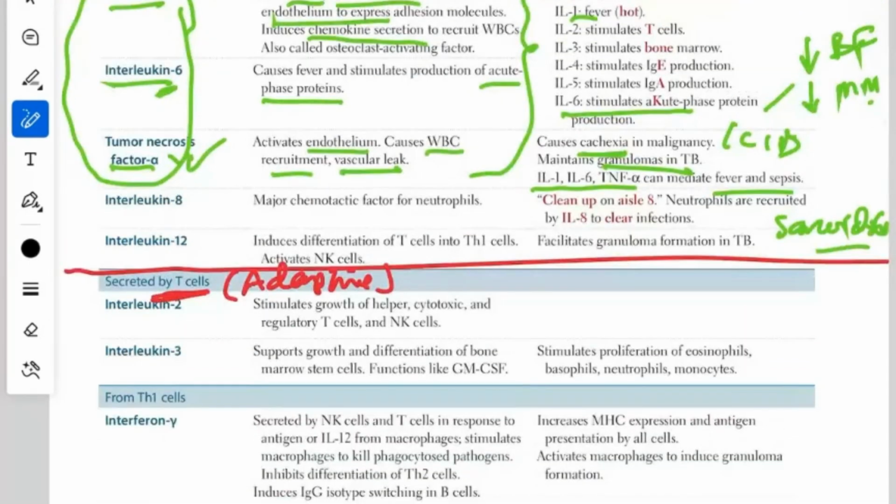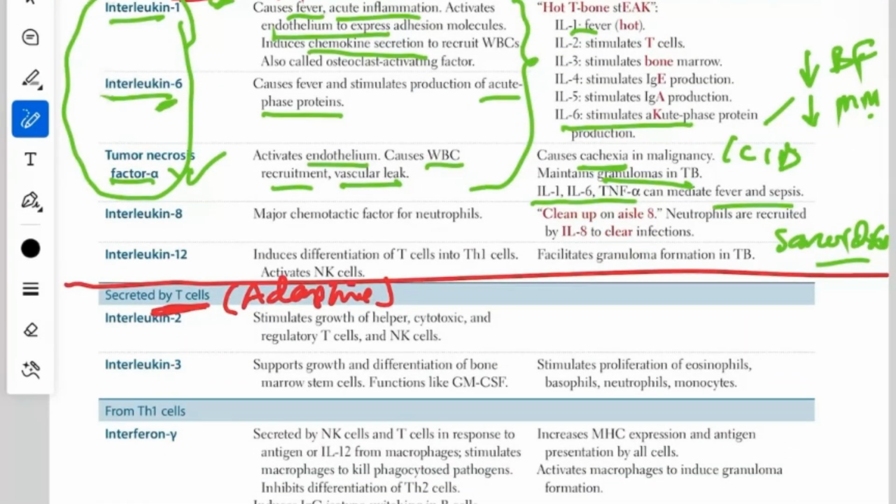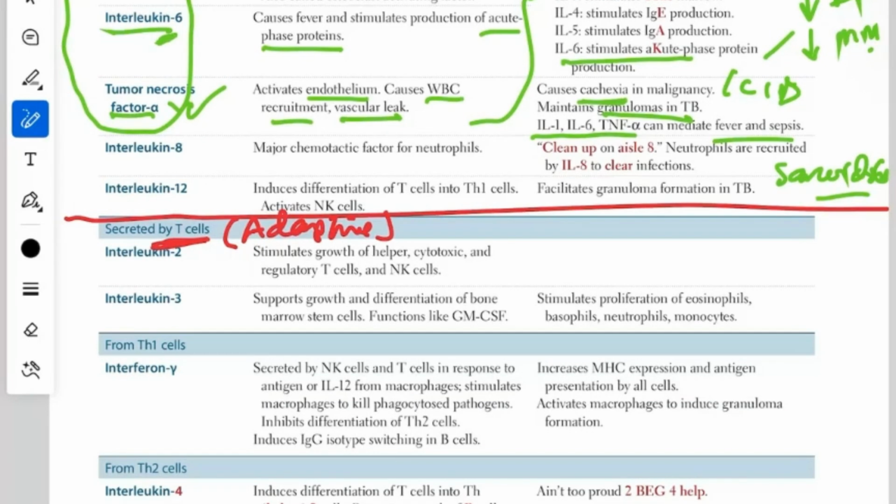So if the question tells you about a patient who had an infection, now went on to fever, hypotension, and they had to admit with IV fluids, you know that the three main cytokines are involved. One, interleukin 1, 6, tumor necrosis factor. Okay. So, all right. So that's for 1, 6, and alpha.